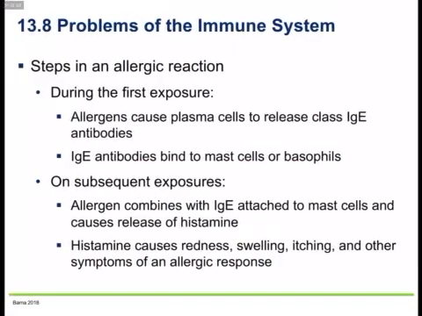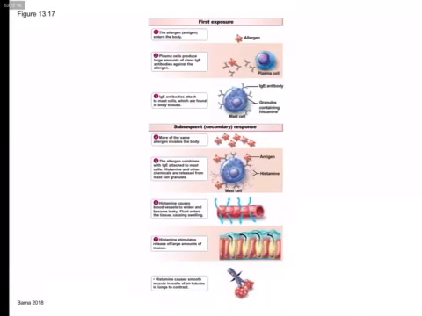With the allergic response, usually you have a first exposure, and so allergens cause our plasma cells, which remember are from our B cells, to release an antibody called IgE. IgE binds to mast cells or basophils, and these will release the chemical called histamine. Histamine causes vasodilation and itchiness. So think about things like red eyes, itchiness, increased mucus production from the nose. And so we take antihistamines like Benadryl to stop those types of effects.